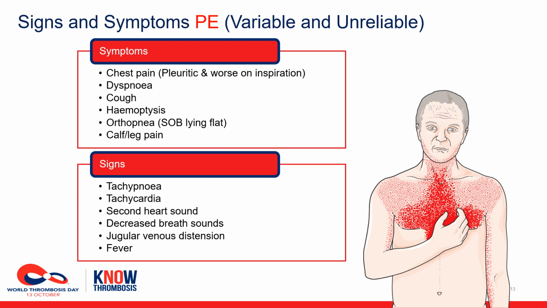So signs and symptoms of PE are variable and unreliable for a number of reasons. For example, the size of the embolus can be different, where the embolus lodges, how many fragments of thrombus embolize, and of course the comorbidities of the patient also play a role.